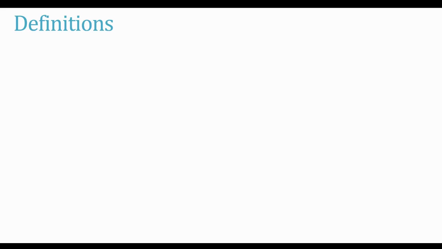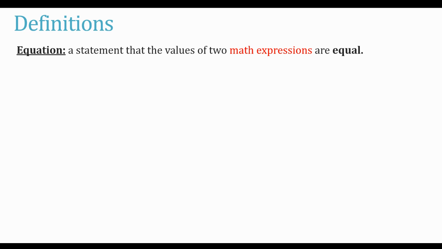So before we talk about inverse operations, like we said before, we're going to be solving equations. So let's define what the word equation is. An equation is a statement that the values of two math expressions are equal. It must have an equal sign. That's very important. And you can see in the word equation, it has that equa prefix there. That means equal. So it needs to have an equal sign.